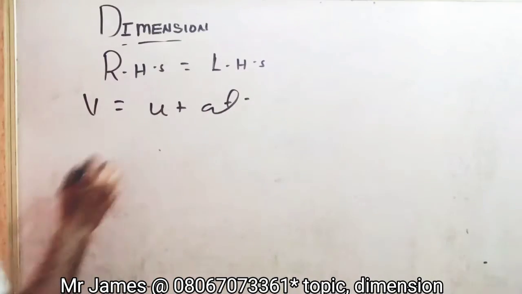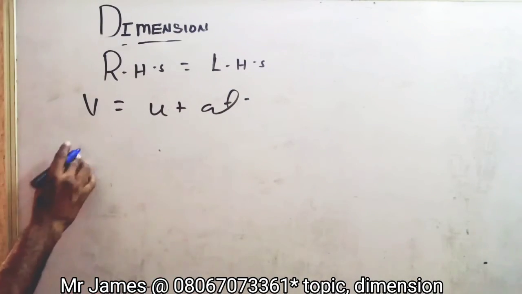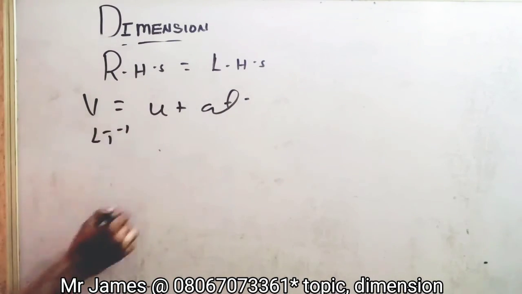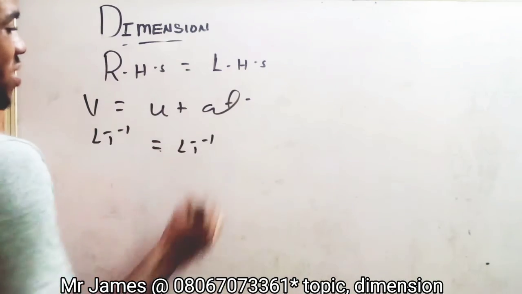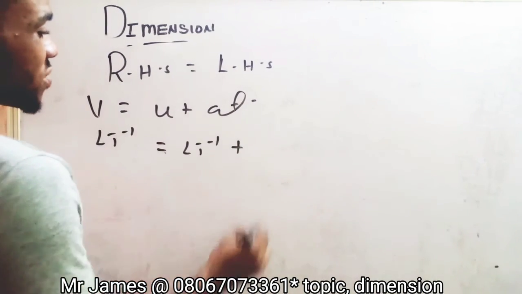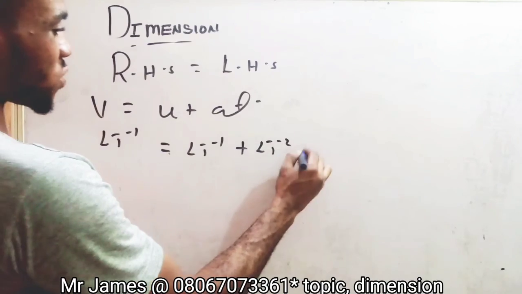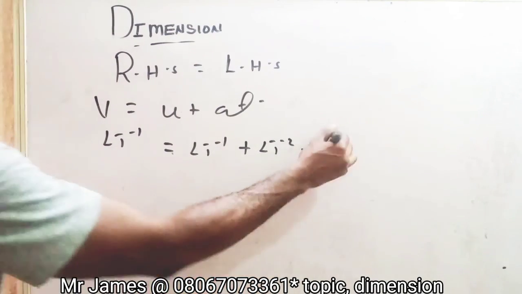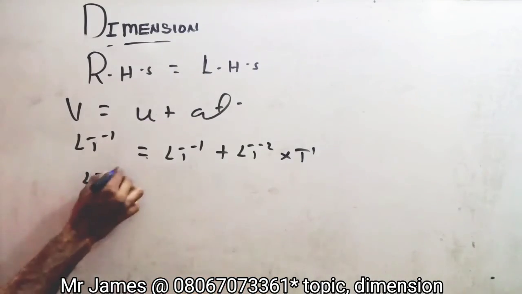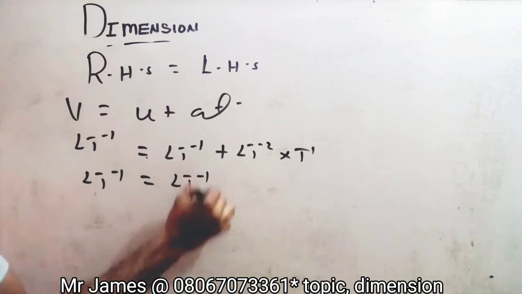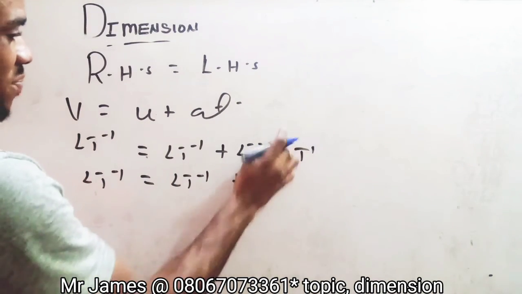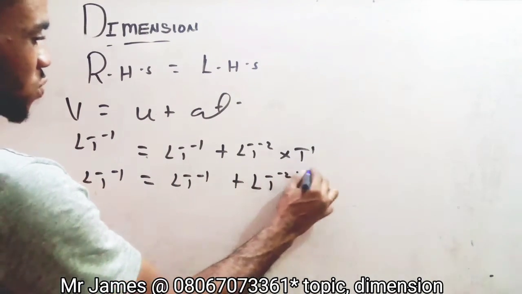So if that is true, for that of v, I have L t raised to the power minus 1 is equal to L t raised to the power minus 1 plus acceleration, which is L t raised to the power minus 2 times t raised to the power 1. There I have L t raised to the power minus 1 is equal to L t raised to the power minus 1 plus, adding the powers of t, L t raised to the power minus 2 plus 1.